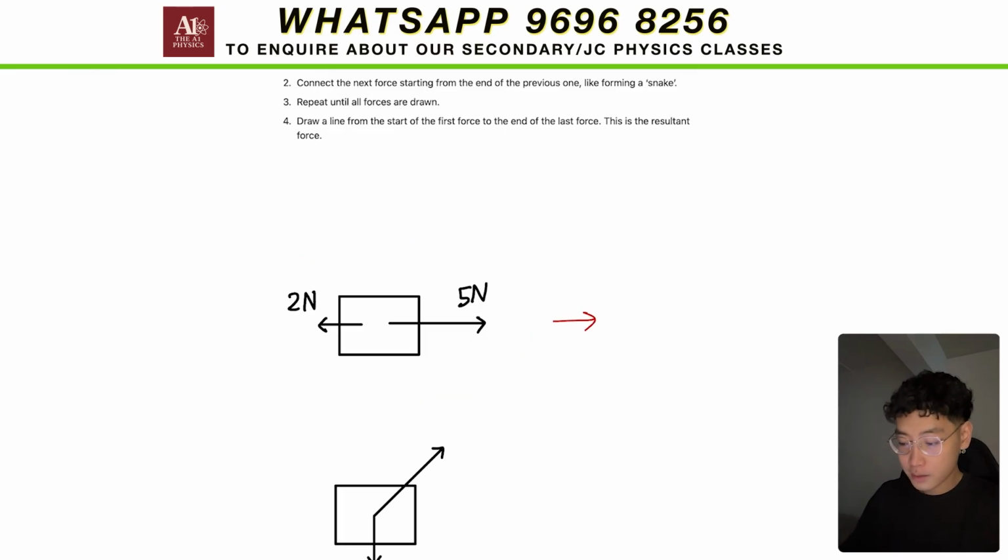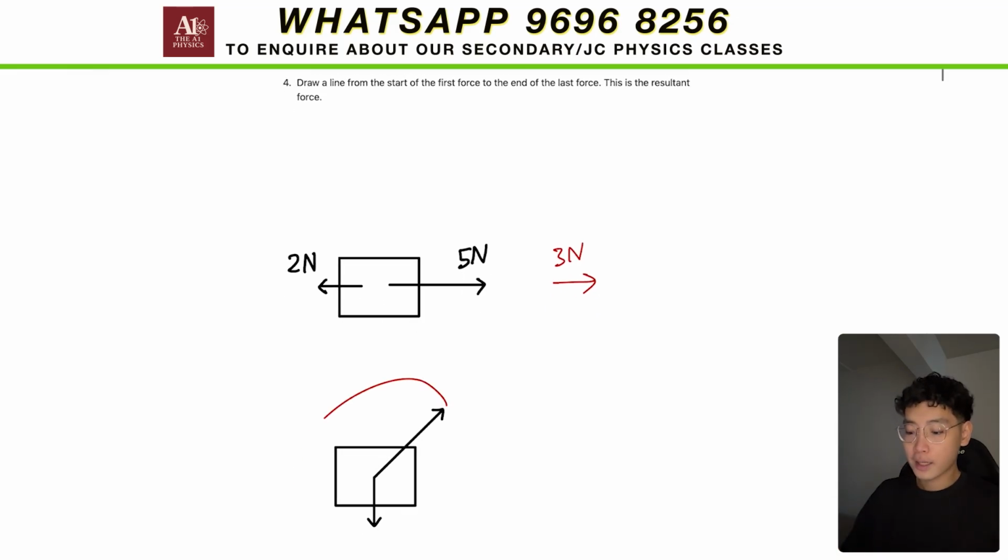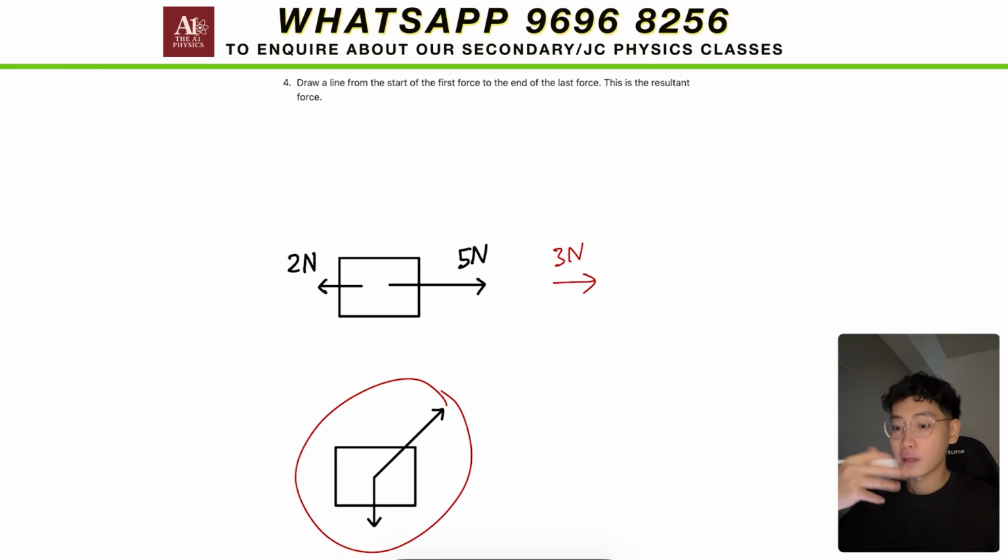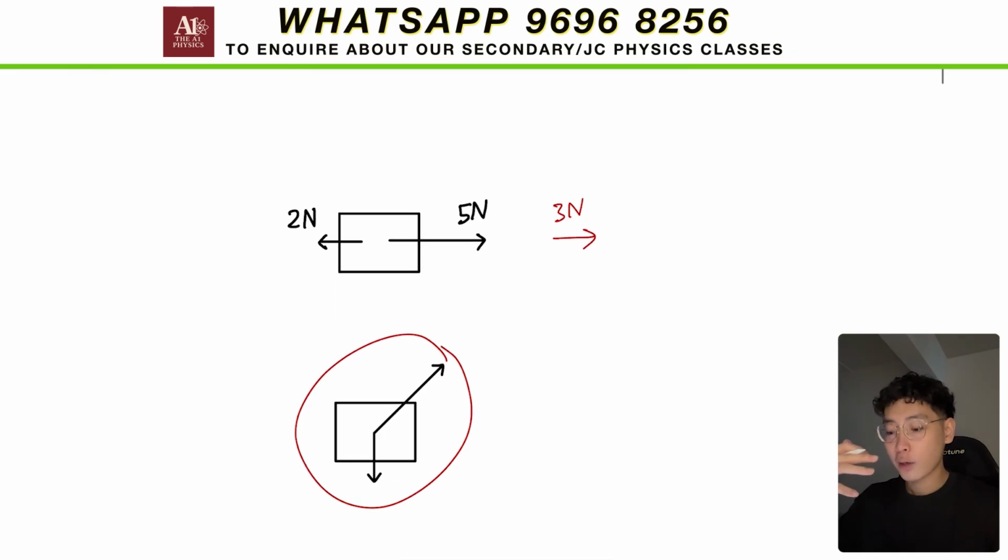The resultant force is just 3 newtons to the right. Now the problem is, what if I have two forces like this? How do I find the resultant of these two forces? And that's where vector diagrams come into play.